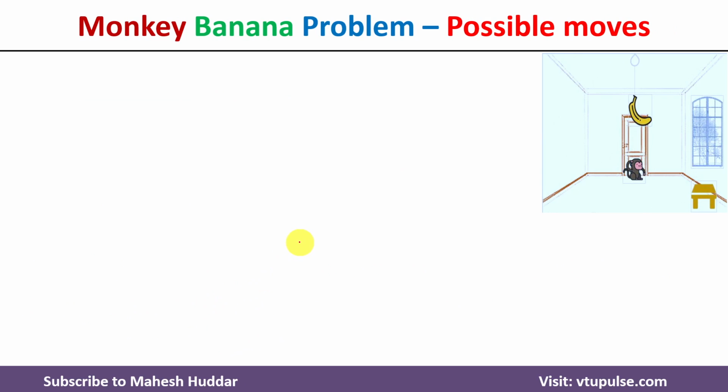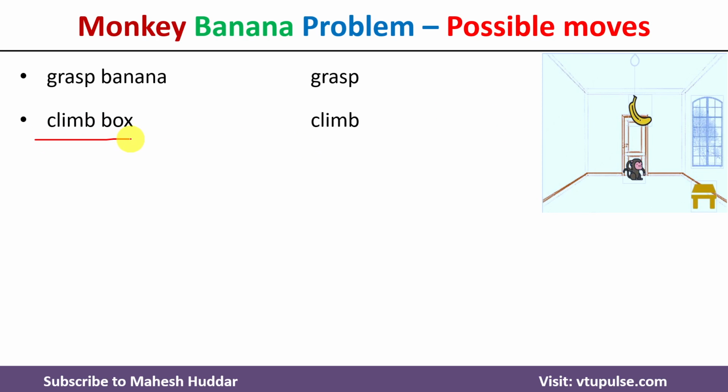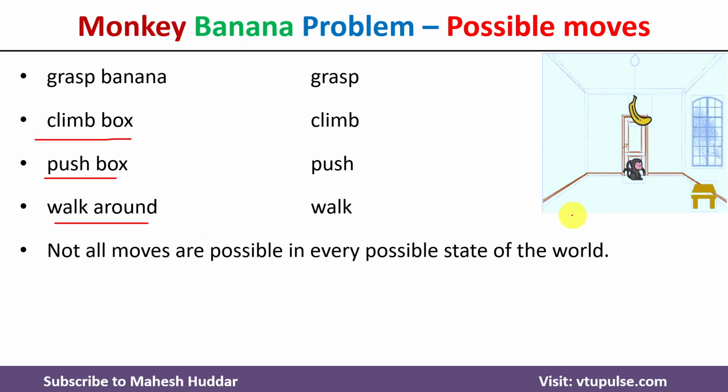Coming to the next important thing, what are the possible moves we can have here. The first move is the grasp move. The monkey can grasp the bananas. The second one is climb box, that is, the monkey can climb on top of the box. The third one is push box, that is, the monkey can push this box around the room. The next one is walk around, that is, the monkey can walk in this room.